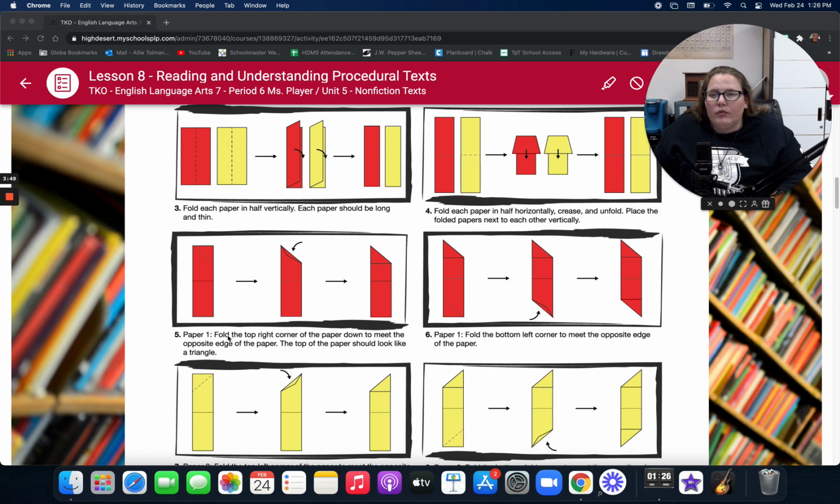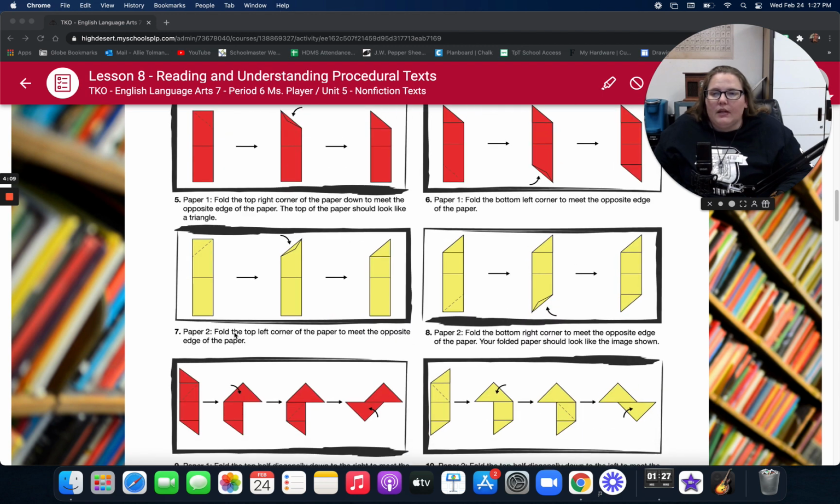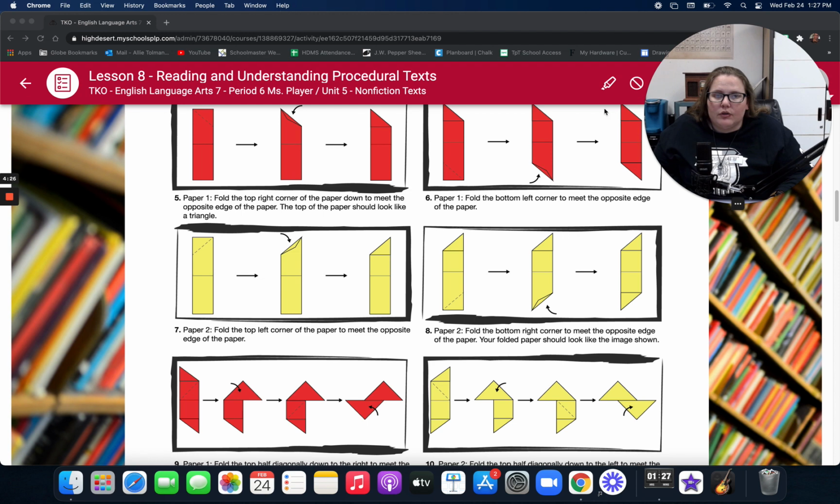Paper 1. Fold the top right corner of the paper down to meet the opposite edge of the paper. The top of the paper should look like a triangle. So you've got your triangle right here. Fold the bottom left corner to meet the opposite edge. So you just do the same thing on the other side of the paper. Now number 7, paper 2. Fold the top left corner of the paper to meet the opposite side. And then paper 2, fold the bottom right corner to meet the opposite edge of the paper. Your folded paper should look like the image shown. So your first one should look like this, and your second one should look like this.